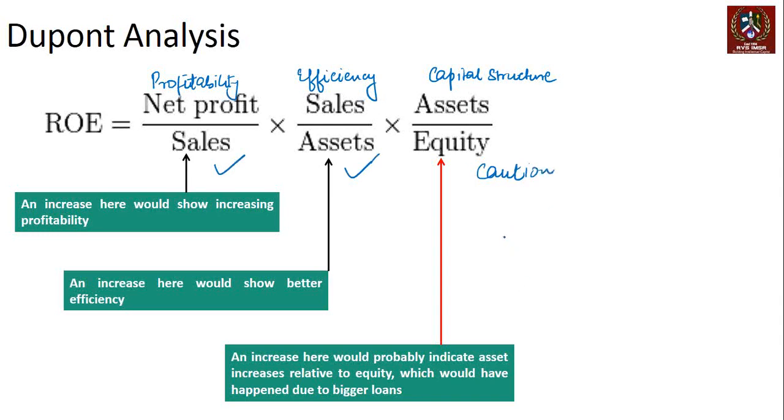But an increase in the third is to be viewed with caution. So if the ROE is going up because assets by equity is going up, that's possibly not such a great thing. If the ROE is going down because assets by equity is going down, that's possibly not a very bad thing as well, because the company might be repaying some debt. If the company repays the debt, assets will go down in the near term, which might result in a lower assets by equity number mathematically, right?